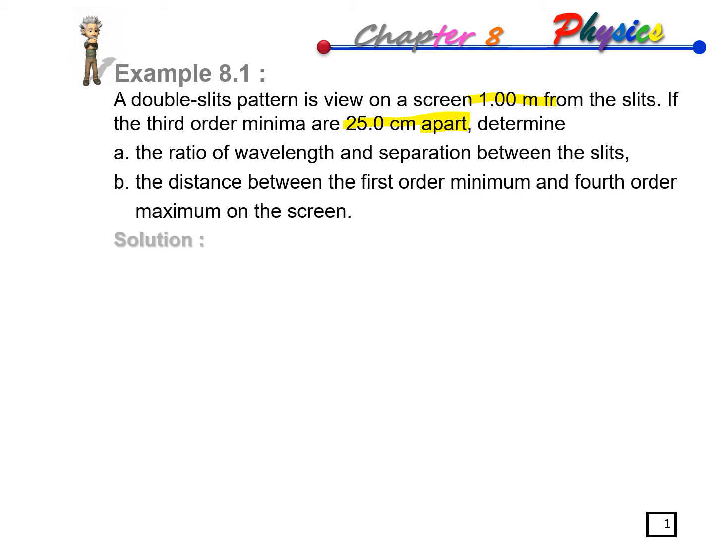They want to calculate the ratio of the wavelength and the separation between the slits. And then B, the distance between the first order minimum and the fourth order maximum on the screen. So now the information given: the distance from the slit to the screen, the separation distance, and then the order, so you have a third order.